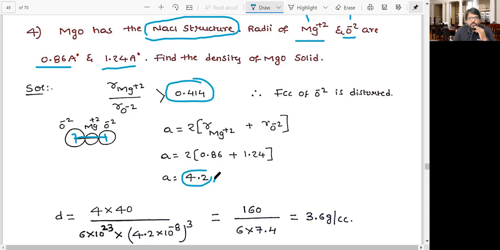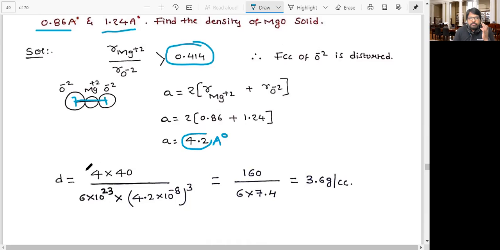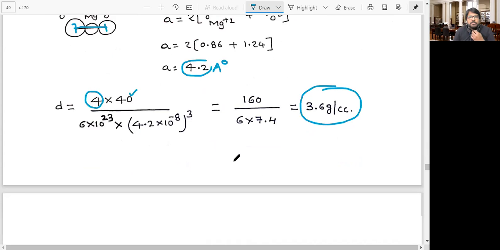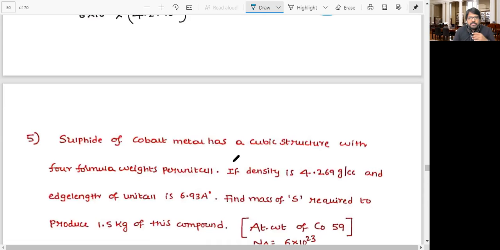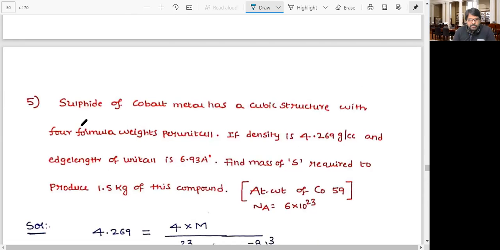This is in angstrom units, and the question is about density. So density is equal to Z effective, so 4 ionic pairs. The magnesium oxide formula mass is 40, because magnesium is 24 and oxygen is 16, divided by Avogadro number times a cube. The edge length we got as 4.2. I converted that into centimeters, 4.2 into 10 power minus 8 whole cube, and ultimately you'll get the density 3.6 gram per cc. So that is one question, and let us move on to the next question.